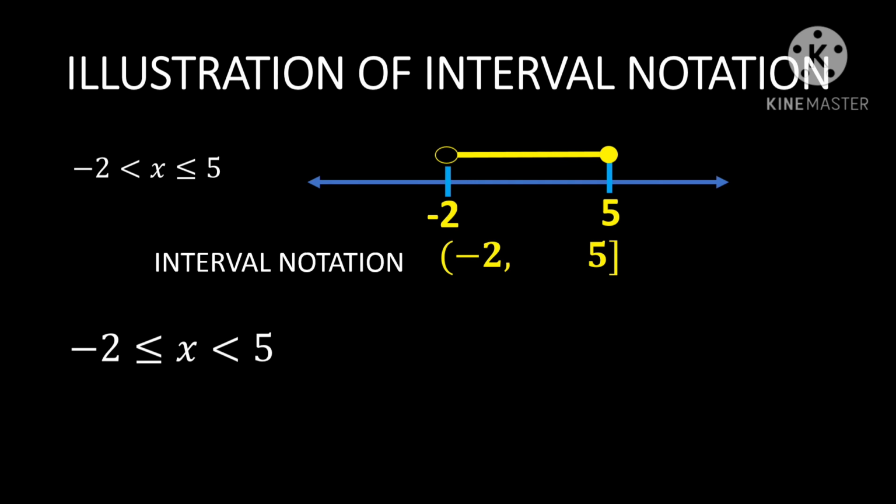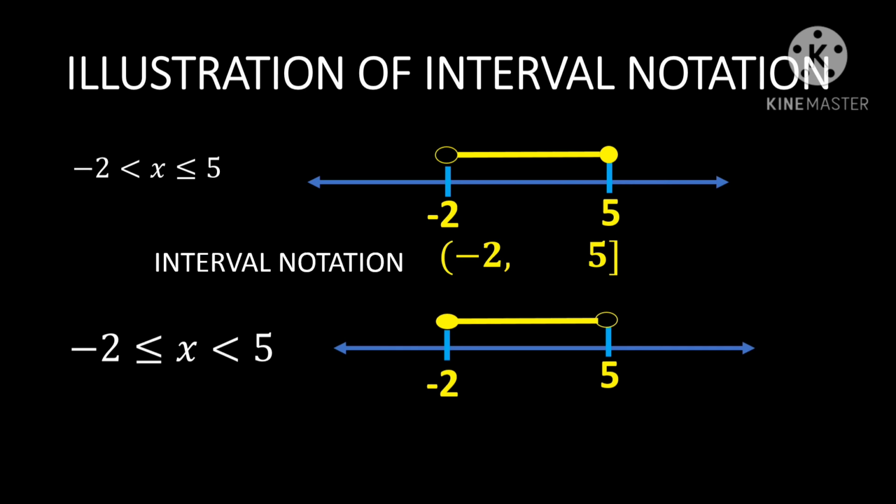Kung mayroon naman tayong x is greater than or equal to negative 2, but less than 5, so if we graph that, locate negative 2, so 5, sabihin natin yan. So, close circle sa negative 2, open circle naman sa 5. Then that's the graph. So, from negative 2 up to 5, but 5 is not included.